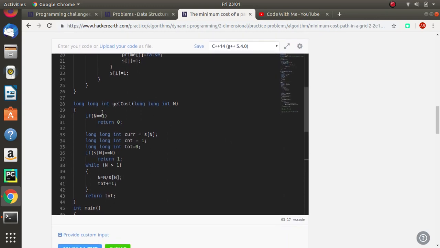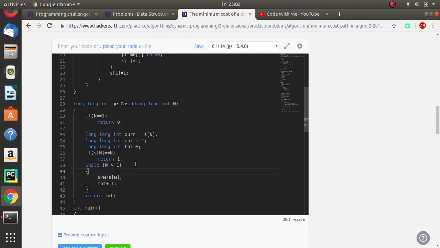So basically if the number is 1 itself, then there is no need to reduce it, so 0 steps. In other cases, if s of n is equal to n, that will be the case of prime. If it's prime, then just divide by the prime, so there will be just one step. In all other cases, we will divide the number by its greatest prime factor and add it as one step.